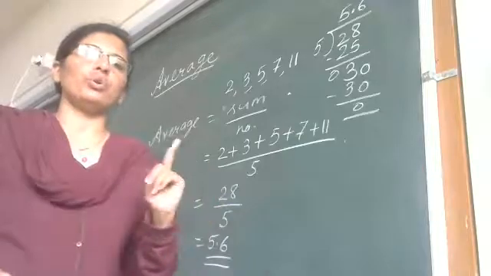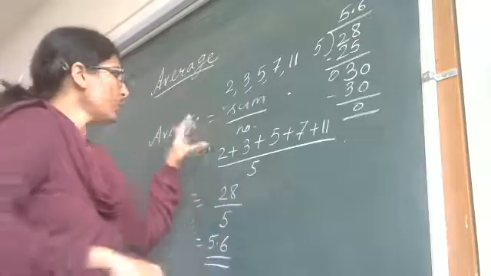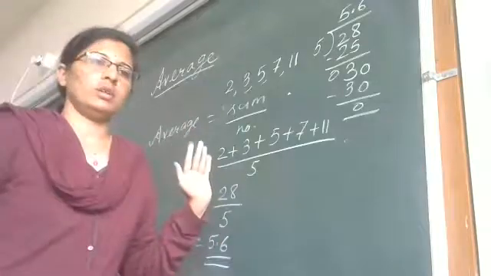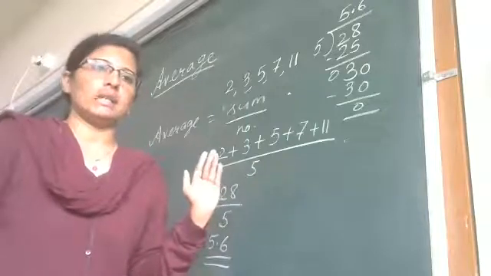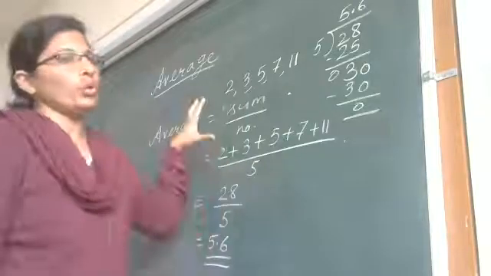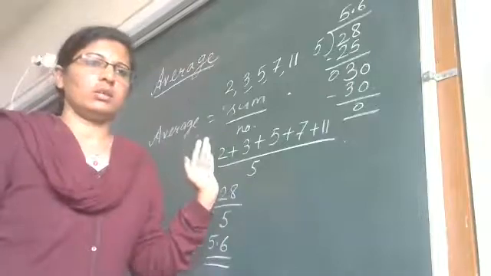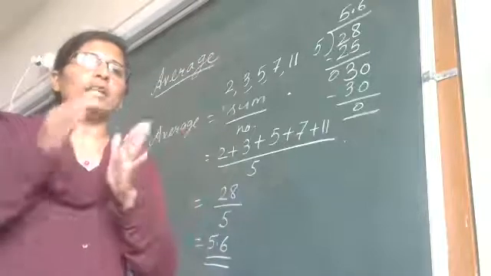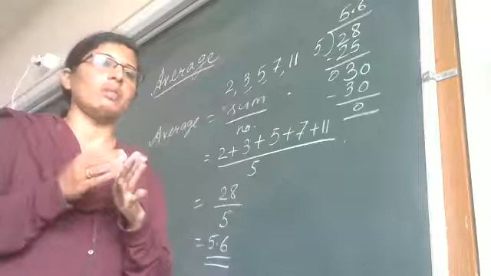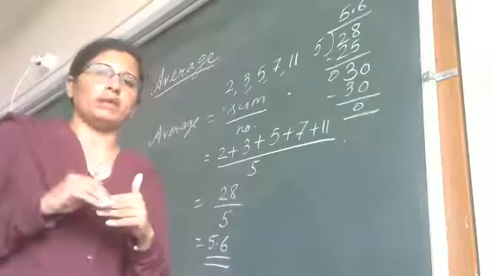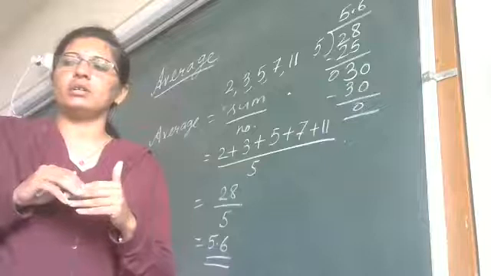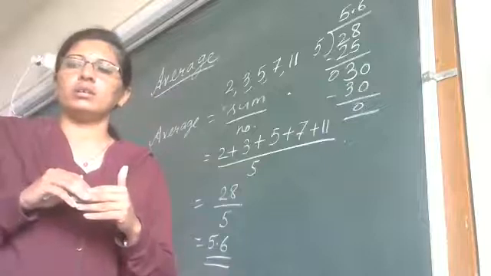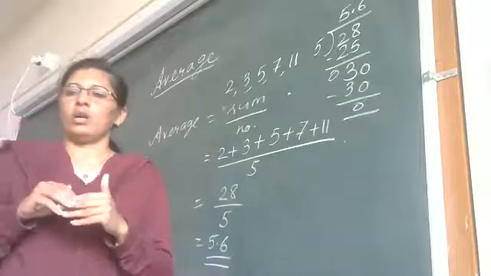Okay? Understood now how to do? You have to use only the formula. So based on that only you are having all the examples in this exercise. Only you have to use this formula. You have to add those numbers and divide it by the number. Understood how to find average? Yes, ma'am. Okay.